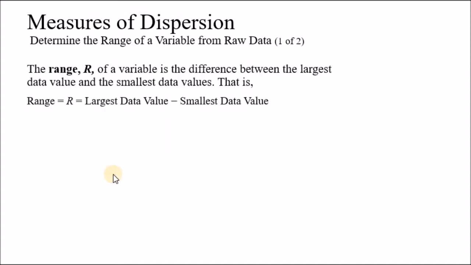The first measure of dispersion is what we call the range. So how do we determine the range of a variable from raw data? The range, we will use the uppercase R to indicate the range. The range of a variable is the difference between the largest data value and the smallest data value. We discussed this when we started building our classes and building frequency tables for quantitative data before. The formula for the range is just the largest data value minus the smallest data value.